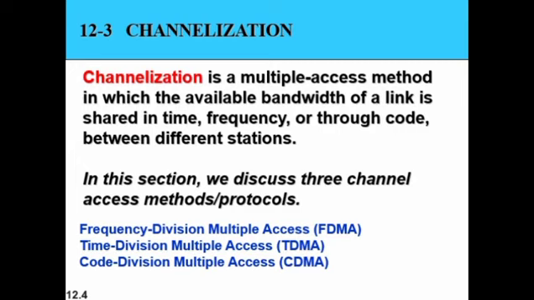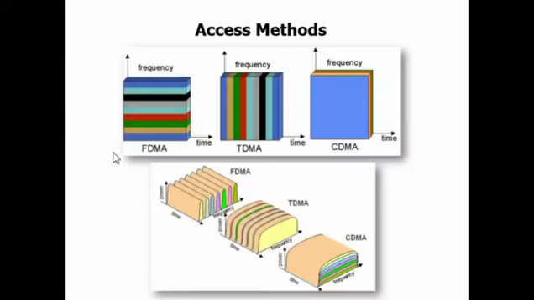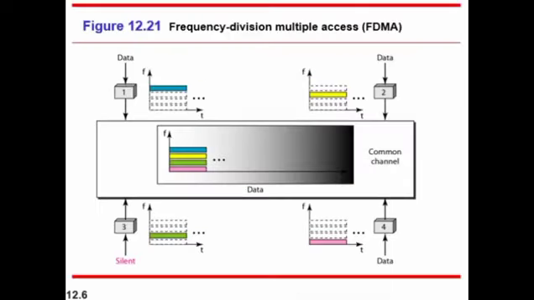You can see here that we have the frequency, and here the frequency is slotted with respect to the time, and then the time is slotted with respect to the frequency. Here we have different code division. All these are the access methods, the channelization methods, right? In frequency division multiple access, the frequency is divided on this axis, and this is how FDMA works.